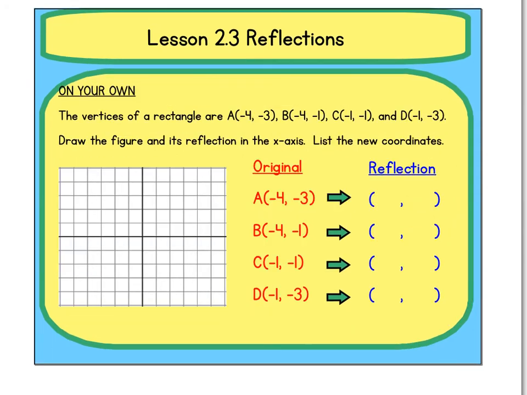So I want you to try this next one on your own. I'm going to give you a minute to go ahead and plot those 4 points. So you're going to start with -4, -3. Then you're going to plot -4, -1. Then you're going to plot -1, -1. And finally, you'll plot -1, -3.